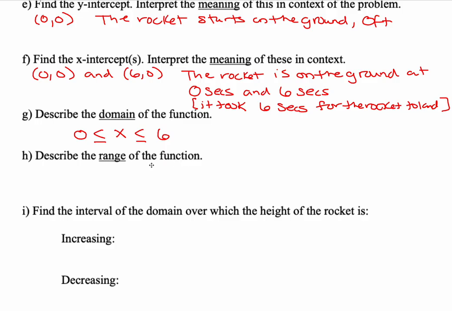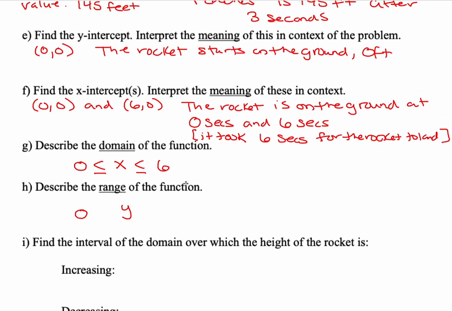Describe the range of the function. The range was the height in feet, so we know that this is also your y values. So what is the smallest height that the rocket could have? Well, the rocket will be on the ground, and it's not going to go below the ground. So the height could be at 0 feet, because that is the smallest height the rocket could be at. But then what was the highest location that the rocket went?